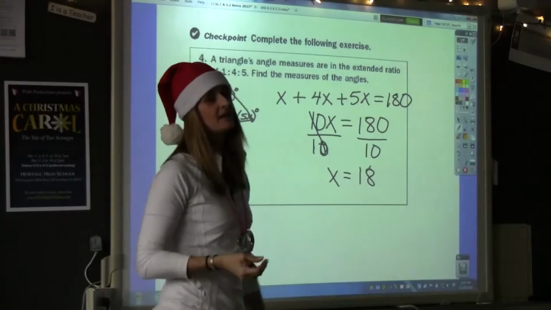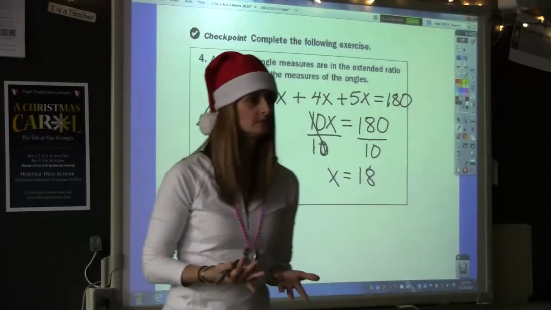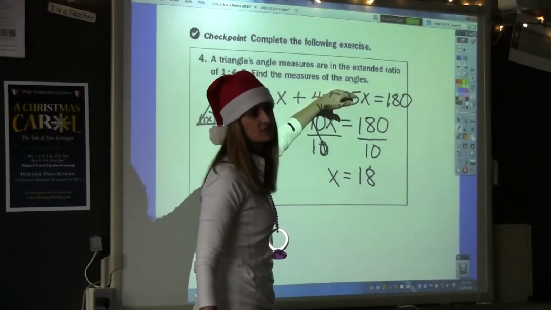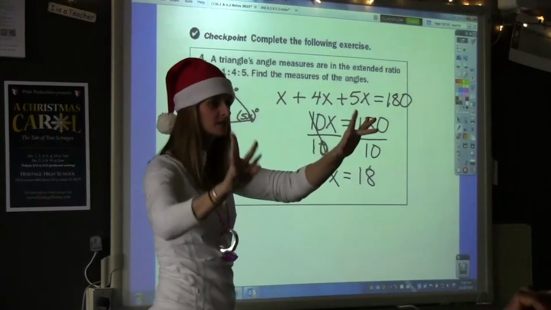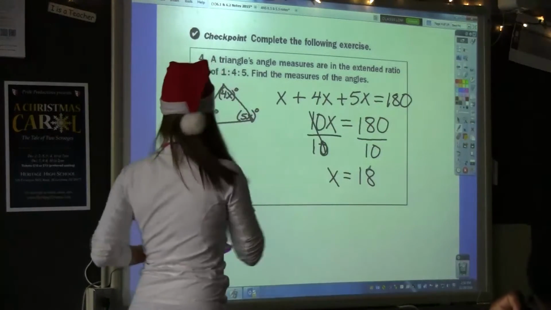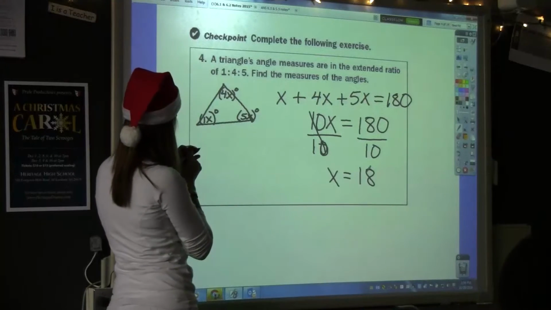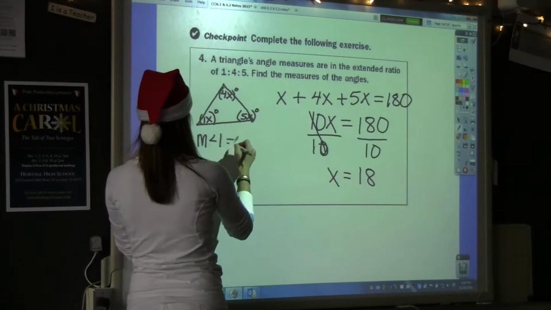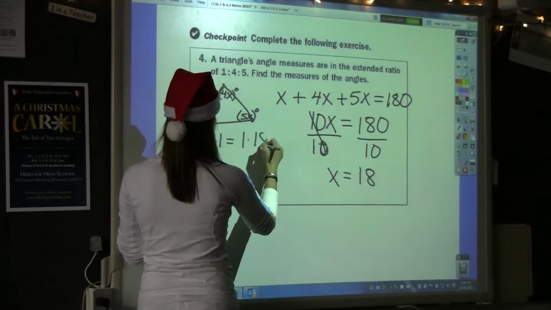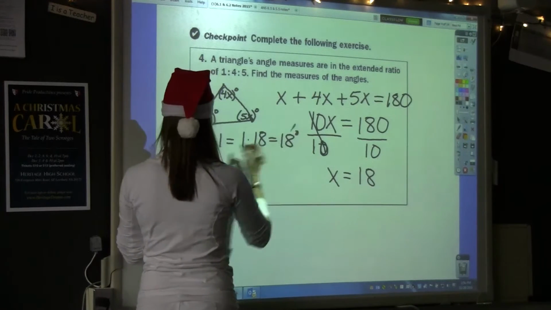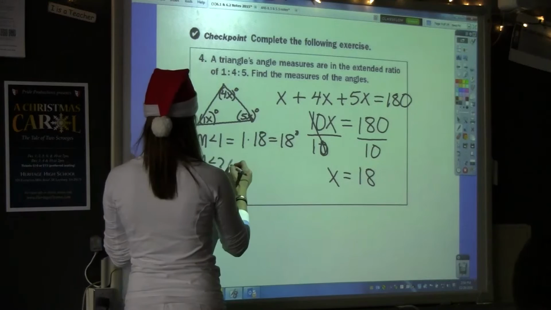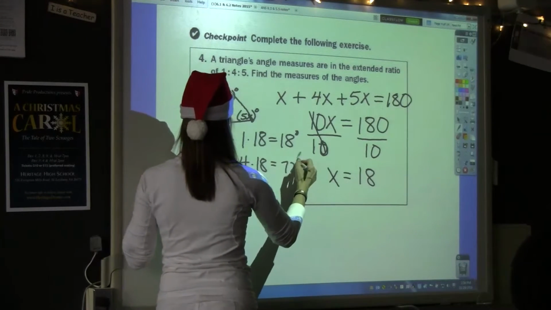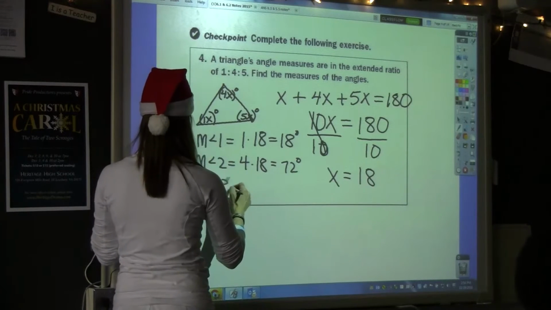Okay, now that we have the value of x is 18, now what? We have to find the measures of each of these 3 angles. I don't have names for the angles, so I'm just gonna name them. The measure of angle 1 is equal to 1 times 18, that's 18 degrees. Angle 2, 4 times 18. Somebody should be checking my math.